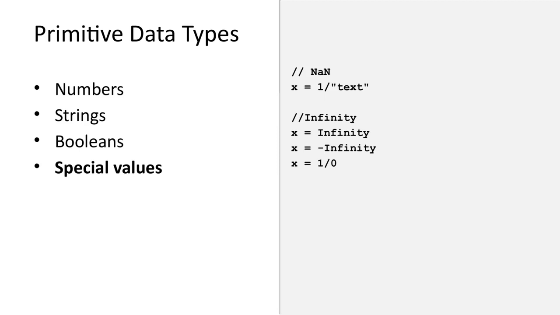The second special value is infinity, which actually has a numeric data type. Infinity is an infinitely large number. So no number can be greater than infinity. Infinity can be both positive and negative. Dividing a number by 0 will evaluate to infinity.